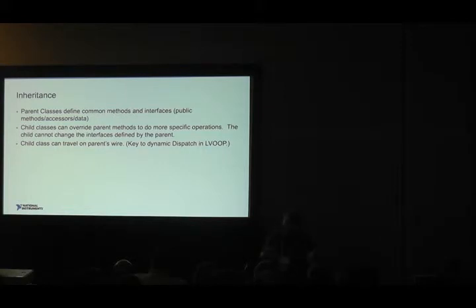And of course, the child class travels on the parent's wire, which is how the dispatch feature of LVOOP works. So you have the parent wire, the common class running through your application, and then different children can run along that wire. And then when you execute the parent method, you execute the action of the child method that has been overridden. I'm going to skip the demo on this one because this is a pretty basic piece of OO.